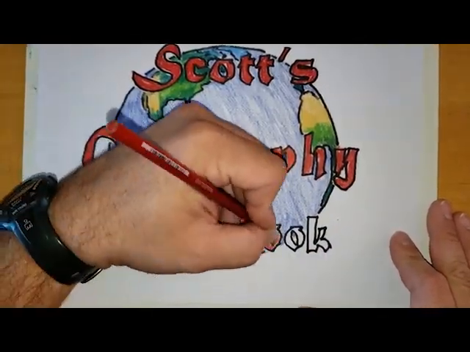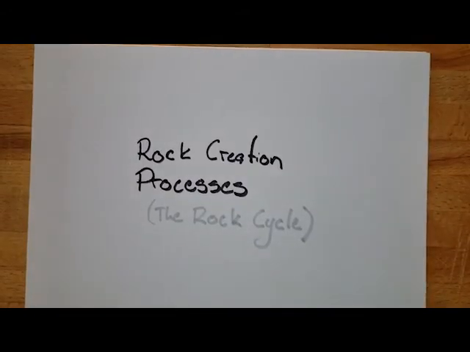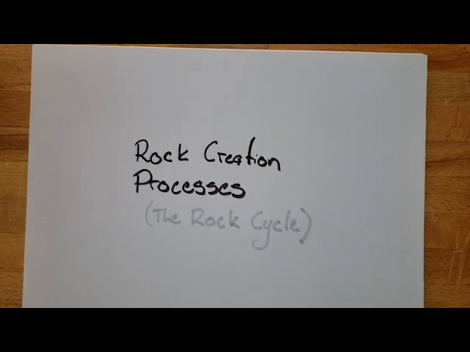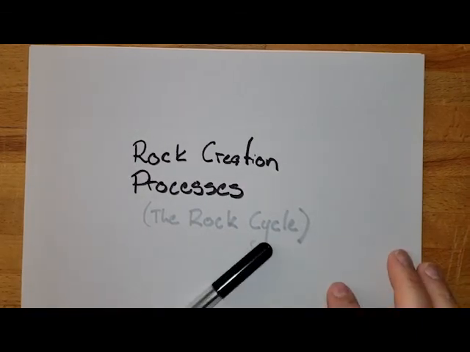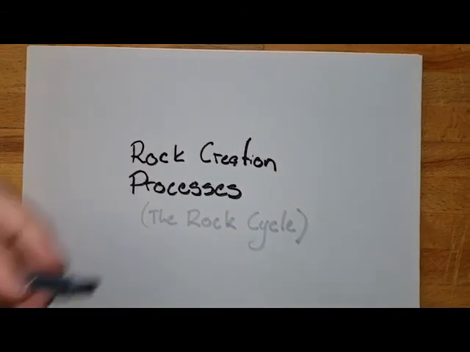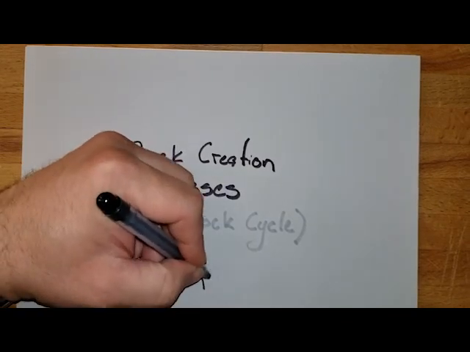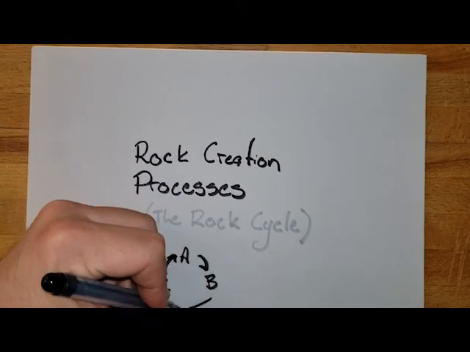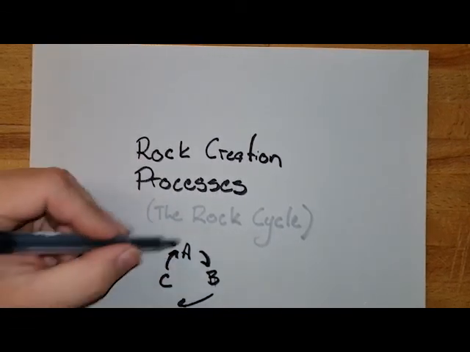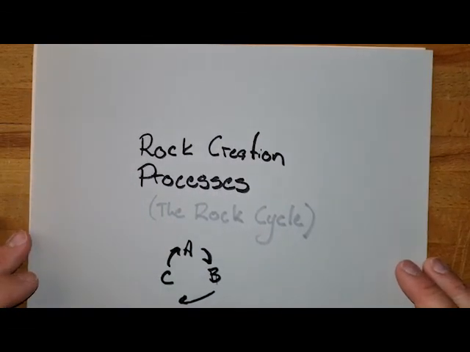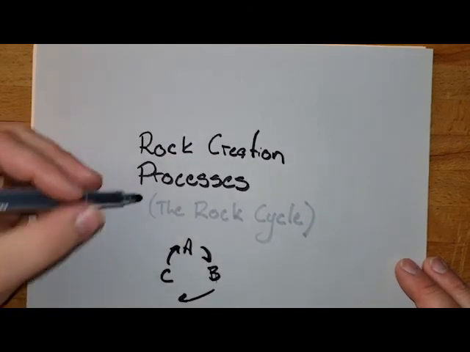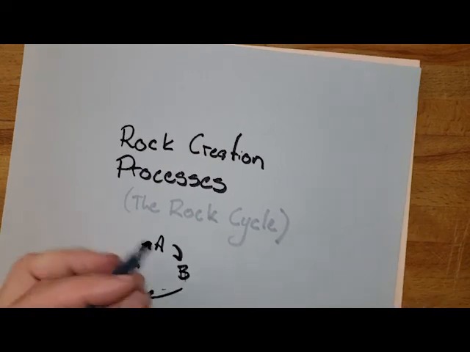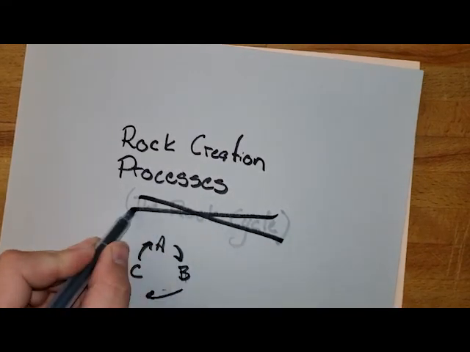Let's talk about the rock creation processes. This is pretty commonly known as the rock cycle. The idea is that you've got A, B, and C, different types of rocks, and one goes to the next, and then to the next. It does look like a cycle, but I don't really like this idea because any type of rock can become another kind of rock. So honestly, I like to look at those rock creating processes.